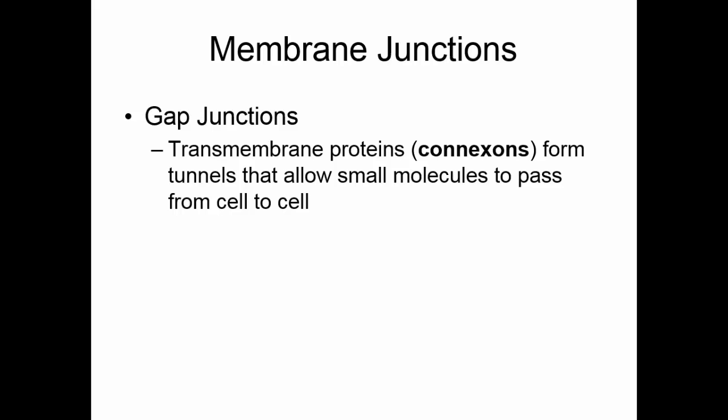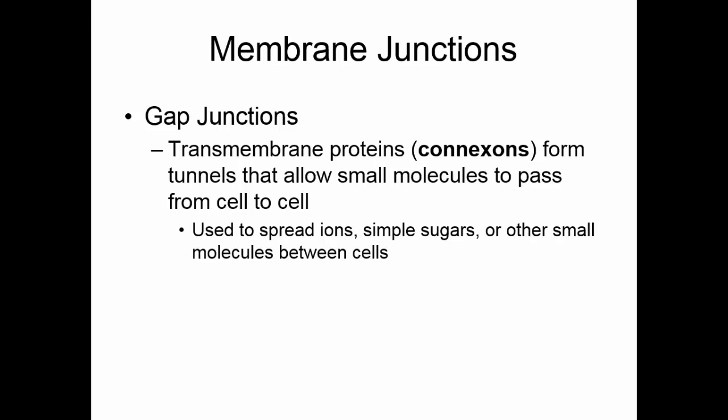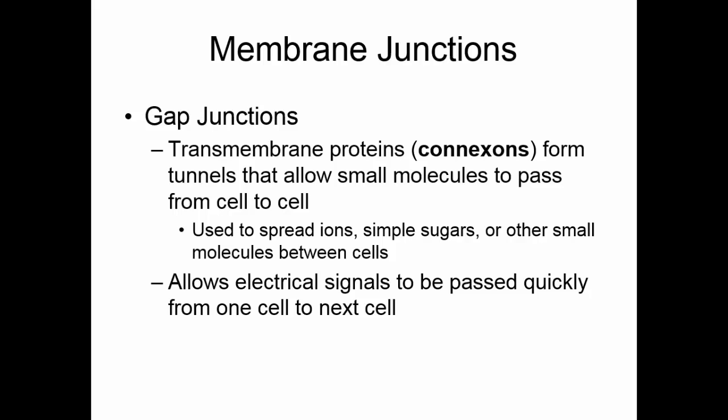And the final membrane junction are the gap junctions. Here we have transmembrane proteins called connexons. These form channels that will allow small molecules to pass from cell to cell. Ions, simple sugars, and other small molecules can quickly go from one cell to another. Gap junctions will allow for electrical signals to be very rapidly passed from one cell to the next cell.